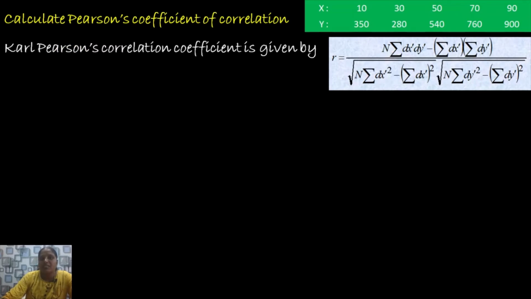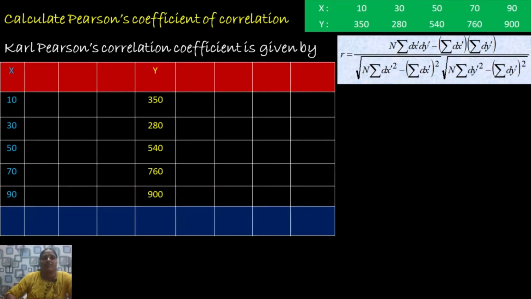The Pearson correlation coefficient is given by the formula r equals, here I am just giving you the formula for your reference. Now to calculate the value of r, we first have to calculate sigma dx dash, sigma dy dash, sigma dx dash square, sigma dy dash square, and sigma dx dash dy dash. For that, let me first construct a table where the first column consists of the given values of x and the fifth column consists of the given values of y.